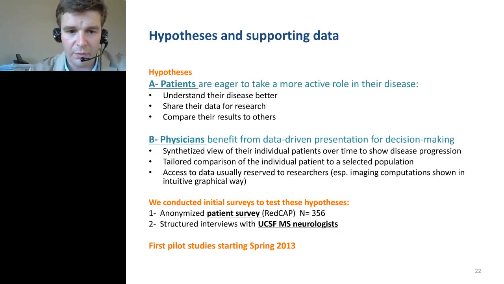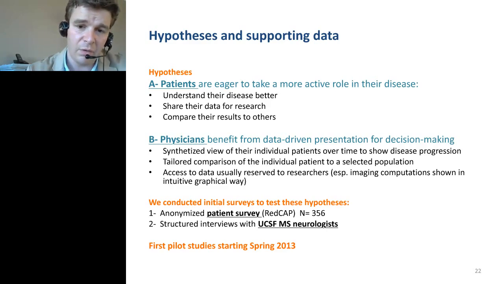So there were a couple of hypotheses supporting this type of pilot study. Typically about the patients, we thought that this kind of application helped patients to better understand the disease, share the data. They want to share the data for research, and they also want to compare the results to other patients. That was not granted, so we cannot ask them.